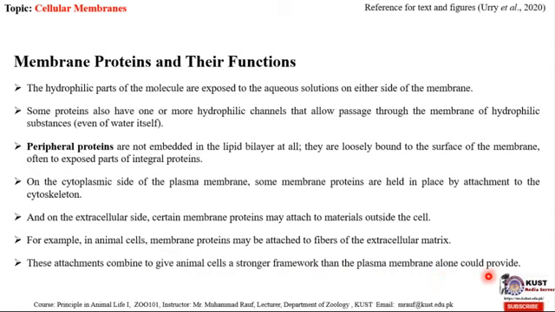Of course, the plasma membrane also gives a shape to the animal cell, but the association of these proteins embedded in the plasma membrane, their association with the extracellular matrix and the cytoskeleton on the outside, plays a more major role in providing a proper shape to the animal cell.